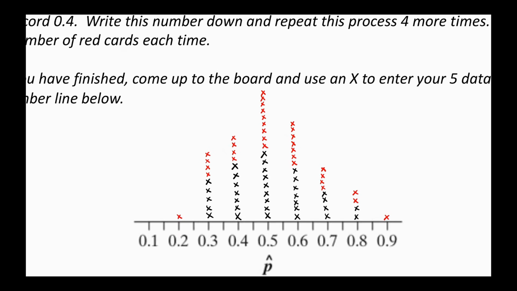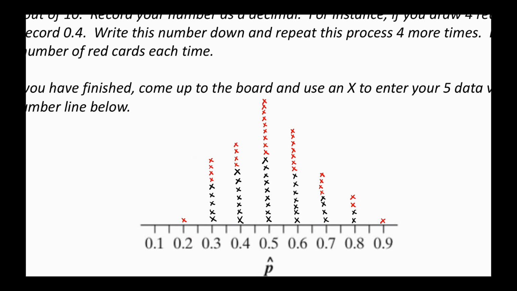Okay, so let's sit back and look at this. What are we seeing here? Which one is growing the fastest, taller? Does that make sense? That makes sense because we know P. These are all P hats because it's a sample of 10, right? But we know P. P is 26 out of 52. 26 out of 52 are red. So we know the true answer.